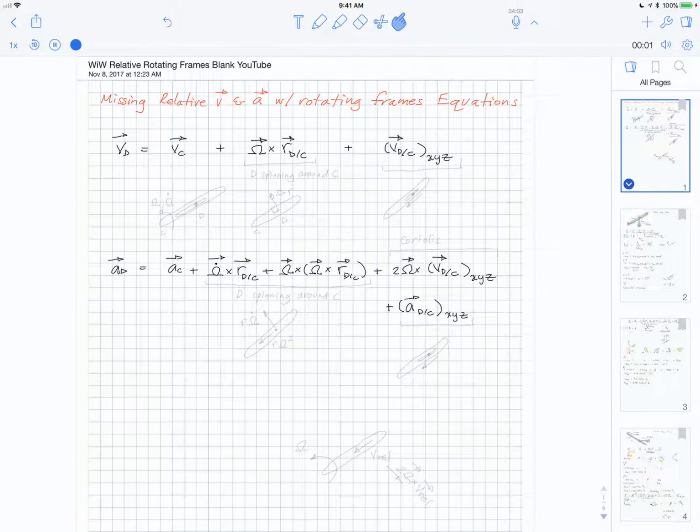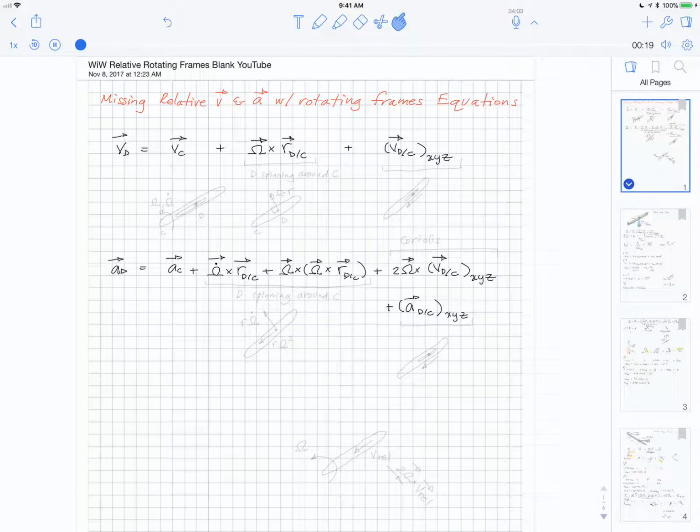So before I solve these two problems, these are the two equations that are not on the crib sheet that I'm going to provide with a test. You have to have these. These are the relative velocity and acceleration equations with rotating frames.